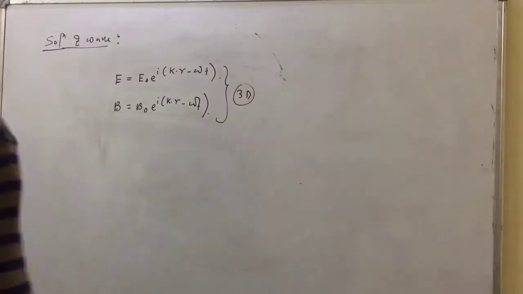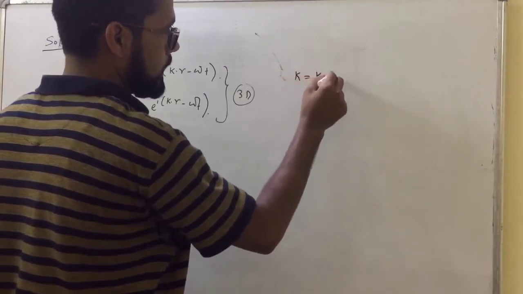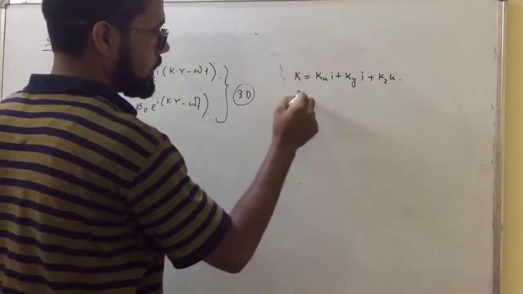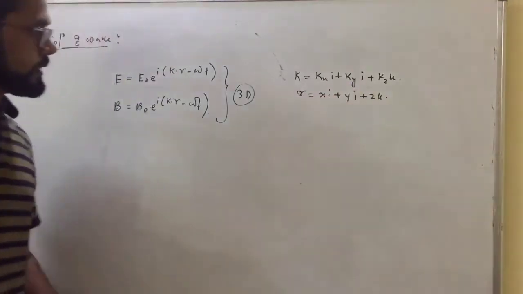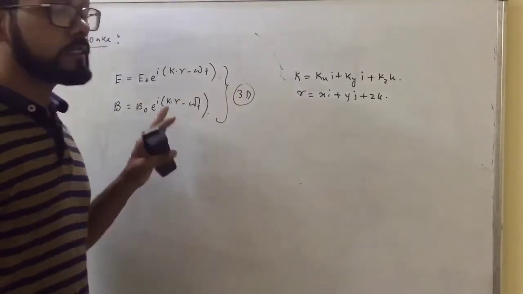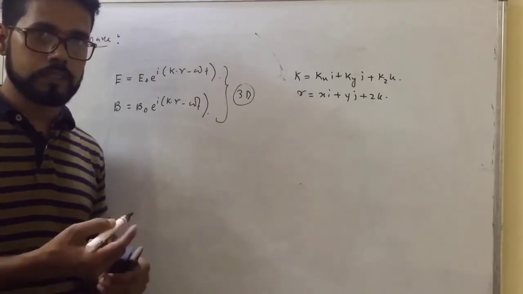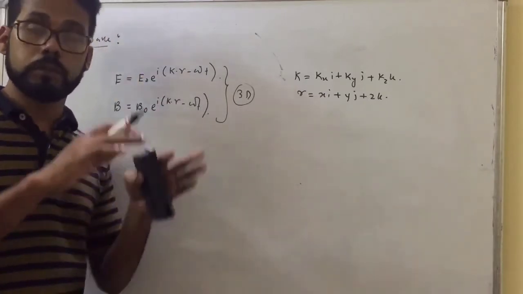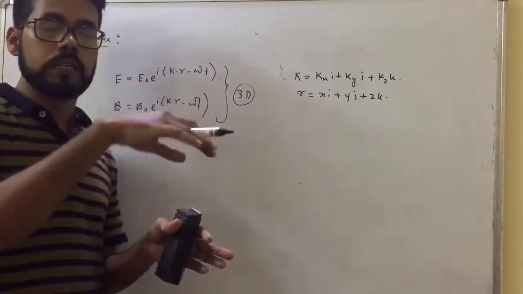Why is it three-dimensional? Because k equals kx i plus ky j plus kz k, and similarly r equals x i plus y j plus z k. This is a three-dimensional solution, and it is in phasor form. And what is the meaning of a solution? If you solve any differential equation and plot the wave function solution, you will get a curve.